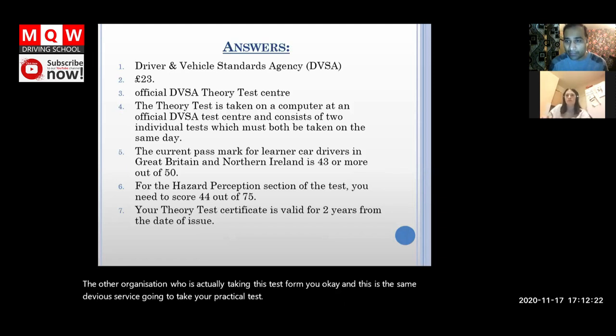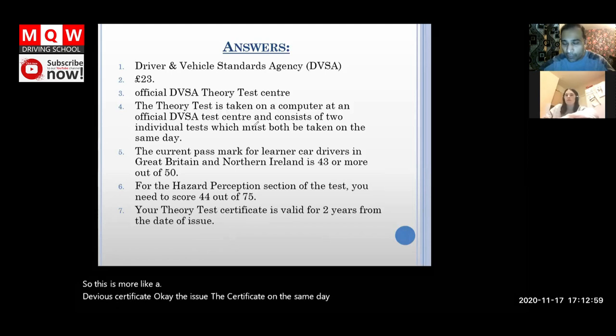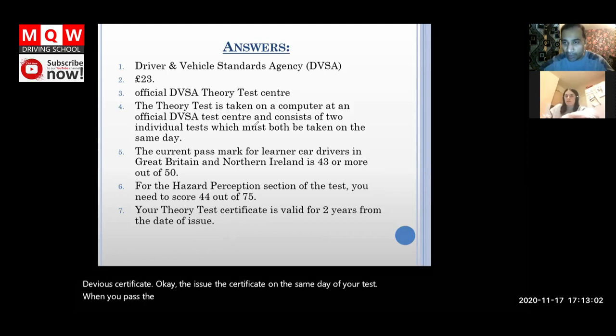23 is the fee. You're right, it used to be 25. So now it's 23. And you can only book it on the government website. We can also book this test for you on your behalf if you need it. But if you don't need any help, then you can book by yourself. Now, this is a computer-based test from the government website. So this is more like a DVSA certificate. They issue the certificate on the same day of your test. When you pass, they tell you the result on the same day. They issue the paper, which they call a certificate, and you get it on the same day.